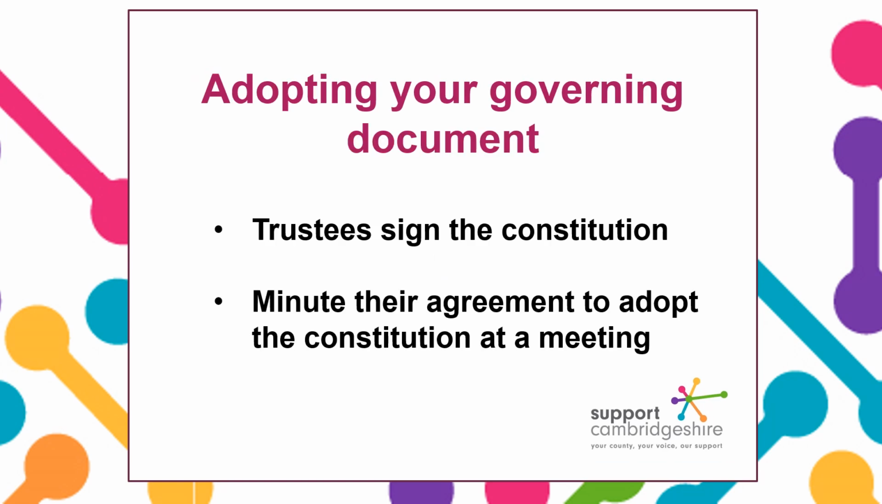Having completed your document, the next step is for the trustees to sign the document and minute their agreement to adopting the governing document. If you have an income of under £5,000 and are an unregistered charity or charitable association, you don't need to send your document anywhere else. Charities registered with a regulator will need to submit their governing document to that regulator.